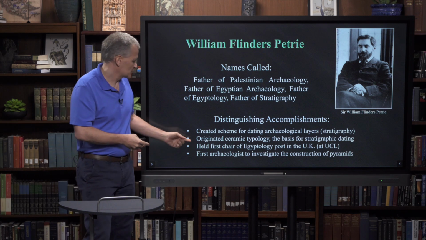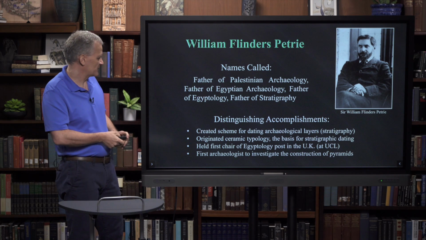And ceramics, the pottery remnants, are the perfect tool for doing that. We use the word diagnostic for this, meaning that it reflects a certain way of doing things, or a certain period of time, or a certain style. And so the diagnostics are very clear. And so he originated ceramic typology.